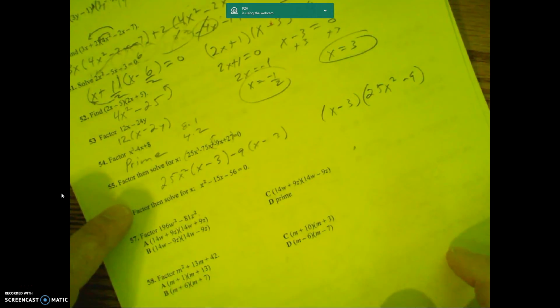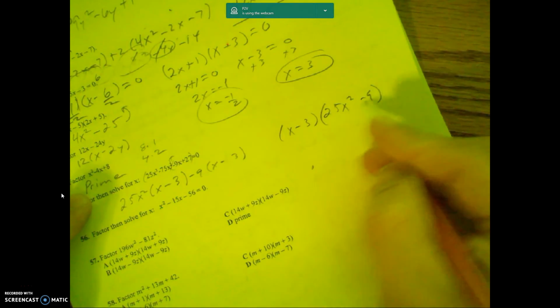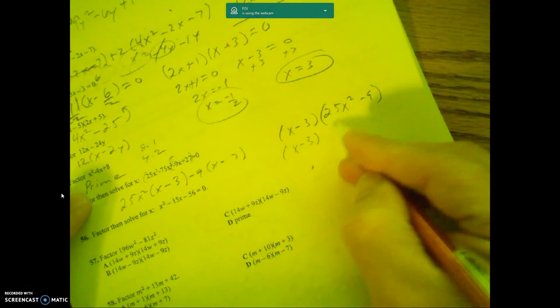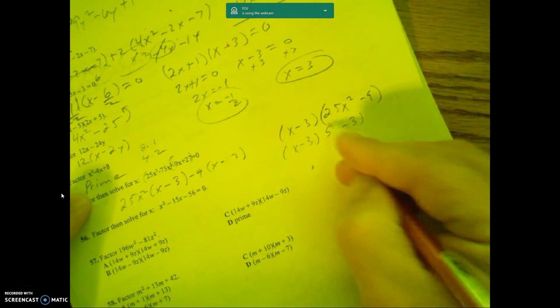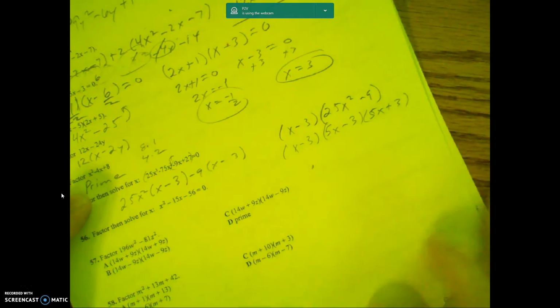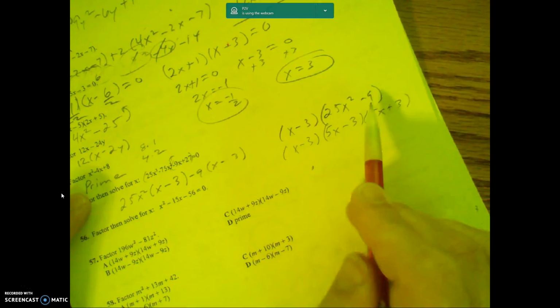Oh, this is a little hidden one. 25x squared minus 9. This is the difference of two squares, so we can get another factor. This becomes 5x minus 3 and 5x plus 3. There we go, difference of squares. So yeah, you might have to keep an eye out for that.